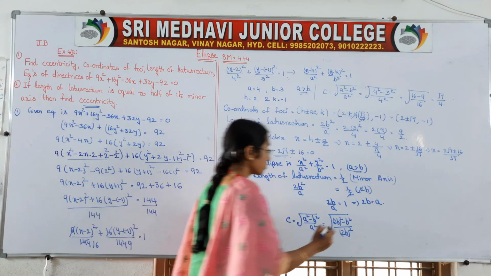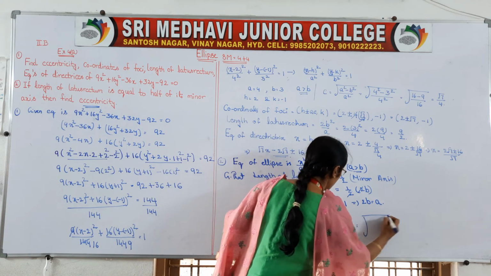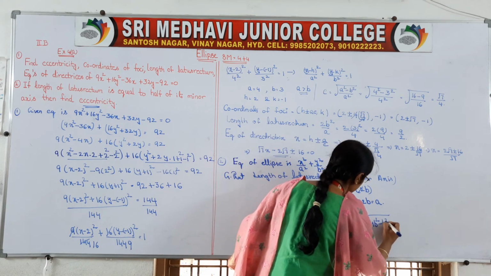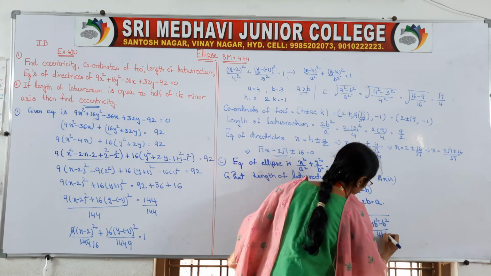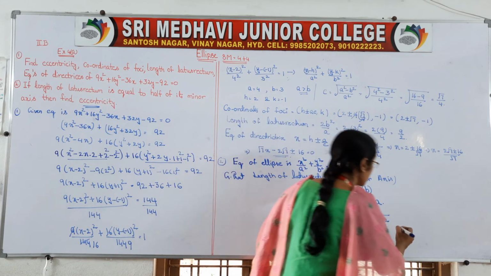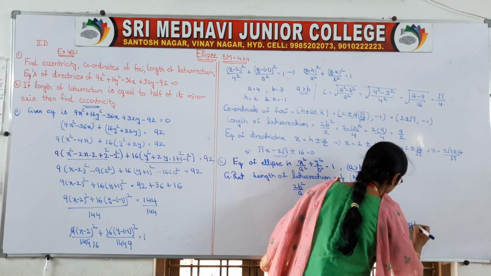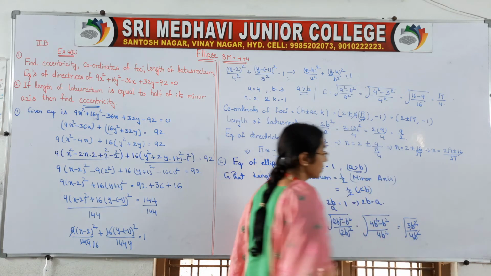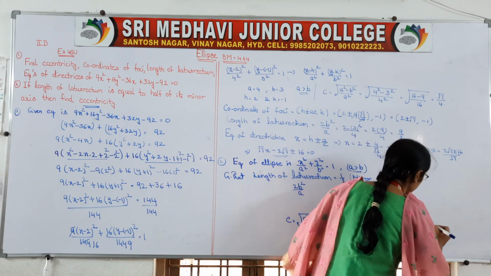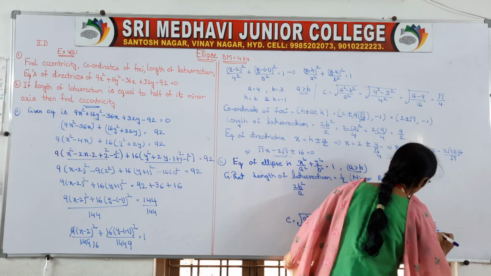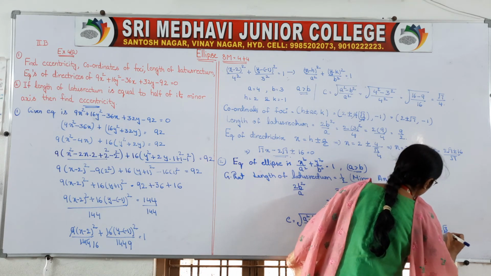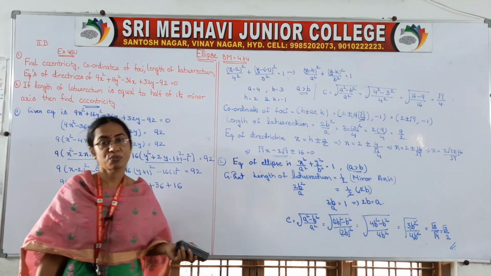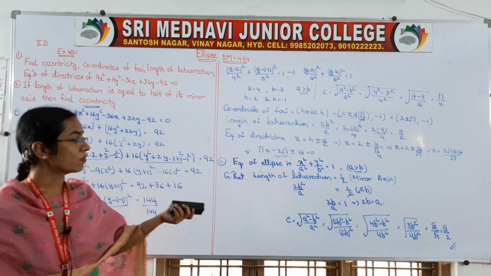So it is root of, (2b) square is 4b square, so 4b square minus b square by 4b square. 4b square minus b square is 3b square by 4b square. So b square cancels. Apply the root separately: root 3 by root 4, that is root 3 by 2, is our eccentricity. The question is to find eccentricity, that's why we stopped there.